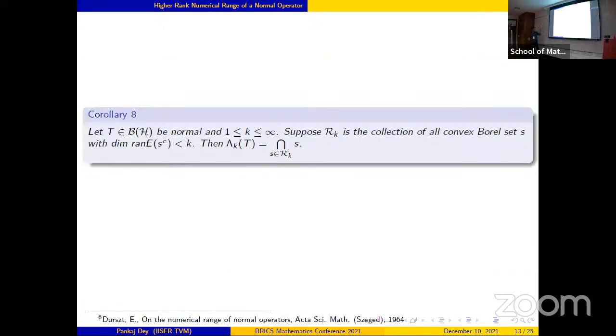Let's end this section with a corollary: if T is a normal operator, then lambda_k(T) is the intersection of the S where the dimension of the range of E(S complement) is less than k. Just note here, if k is 1, the dimension of the range of E(S complement) being less than 1 means 0, then E(S) is the identity. That is exactly Dirt's result which I mentioned in the first slide. So it generalizes Dirt's result to the higher rank numerical range.